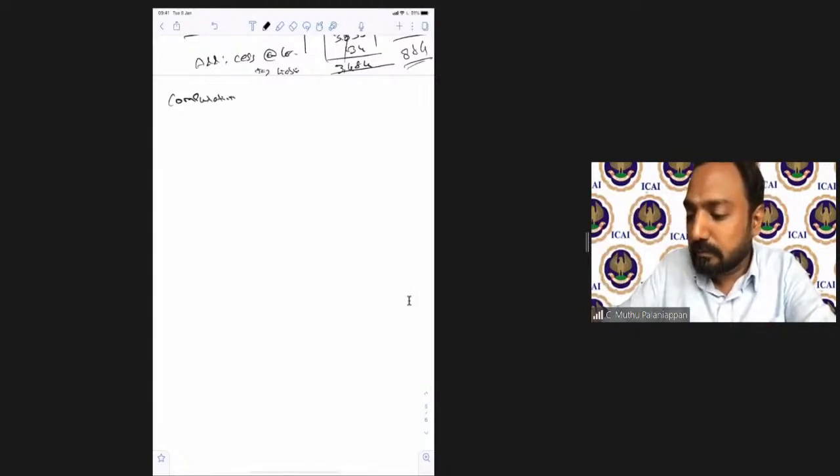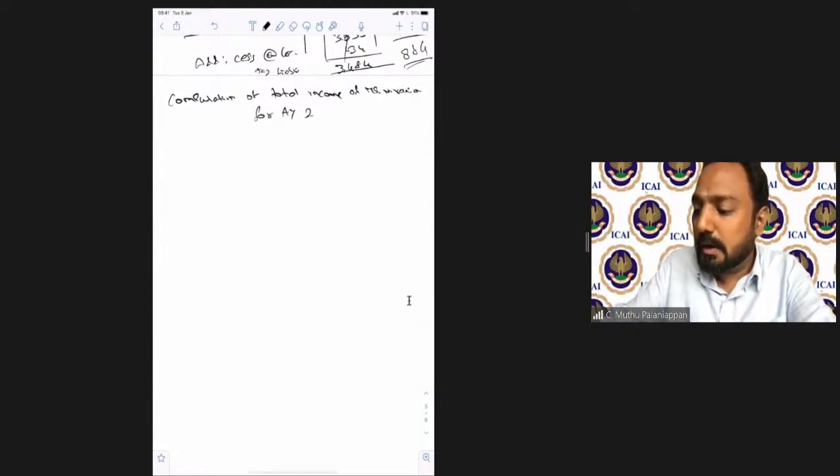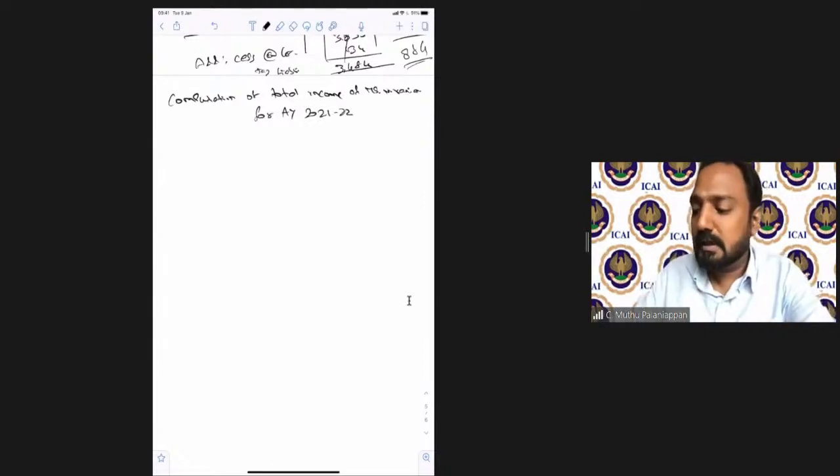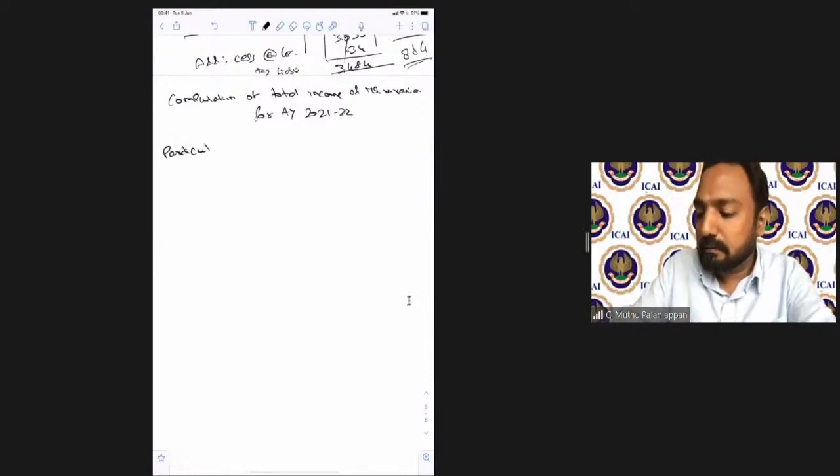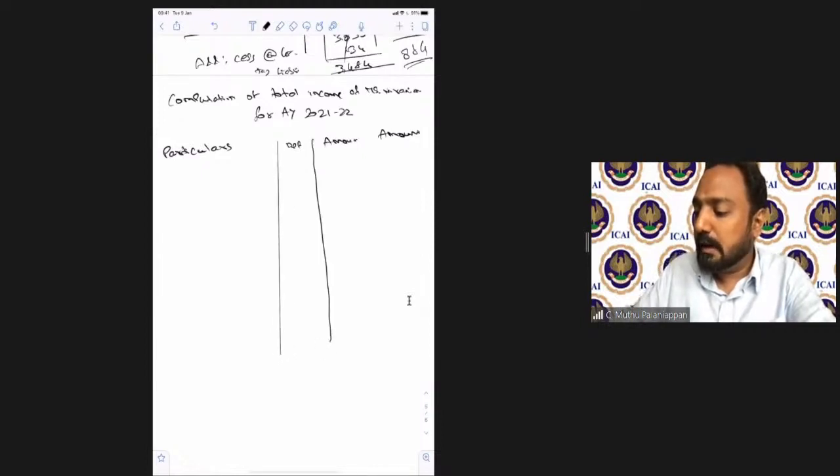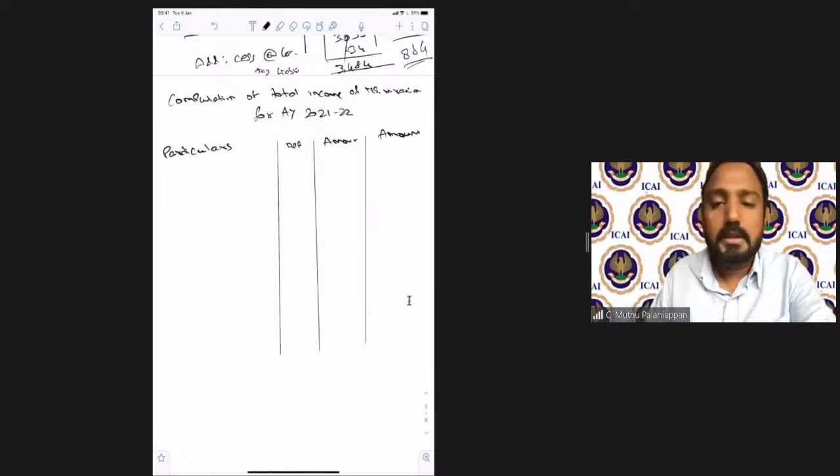So computation of total income. This must be the header of your exam answer: of Miss Niranjana or Dr. Niranjana for assessment year 2021-22. So that's the first thing. So you write this, then you start with particulars. As I told you, I have two amount columns and then a reference column. This reference column will help you indicate the notes related matter.